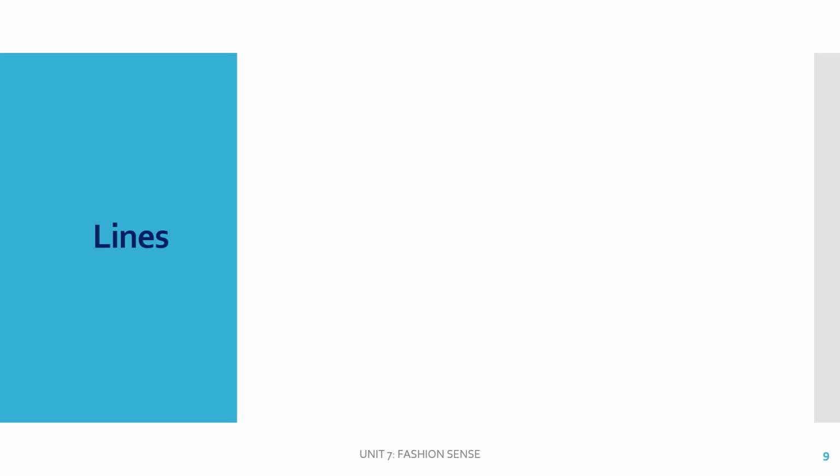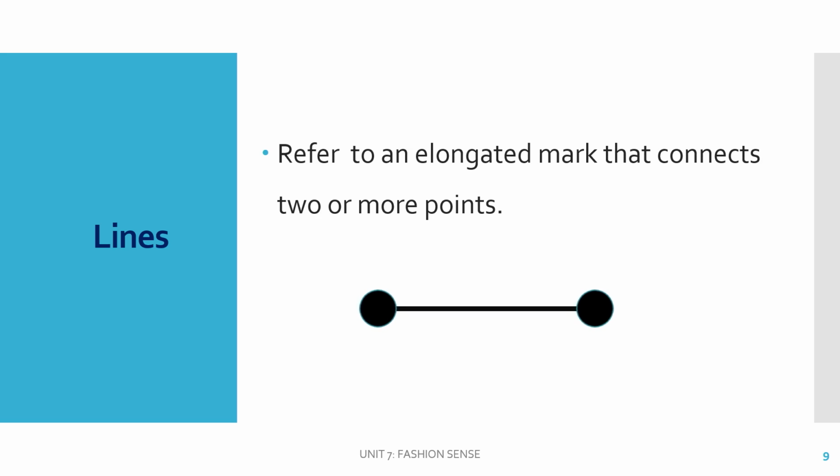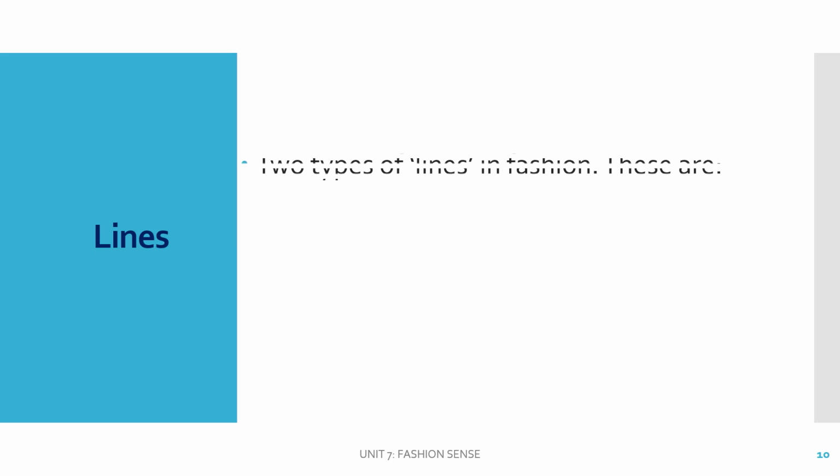Now, let us see more on lines. Lines refer to an elongated mark that connects 2 or more points. So, there are 2 types of lines in fashion. These are the structural lines and the decorative lines.